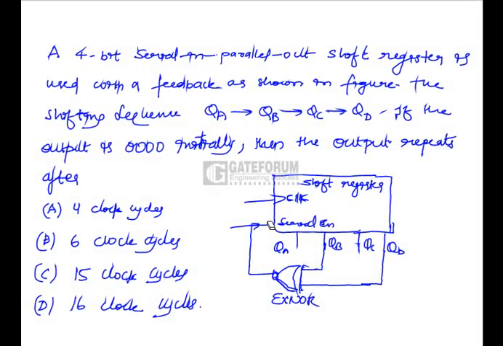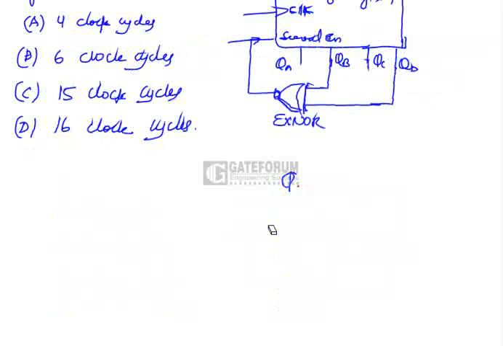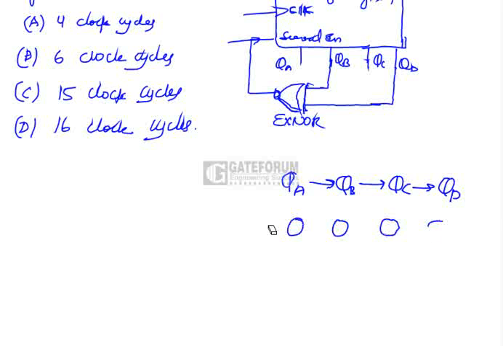In this question, he has given a 4-bit serial in parallel out shift register. This shift register uses the feedback as shown in the figure, and he has also given a shifting sequence. QA is shifted to QB, shifted to QC, shifted to QD. The initial value of QA, QB, QC, QD is 1. This is the initial condition we have.